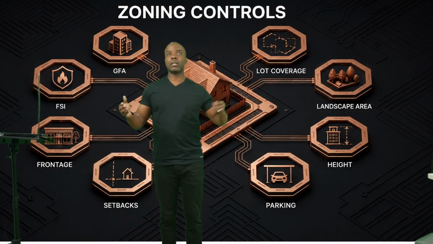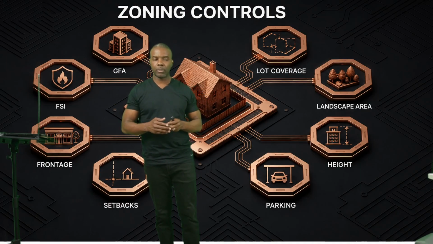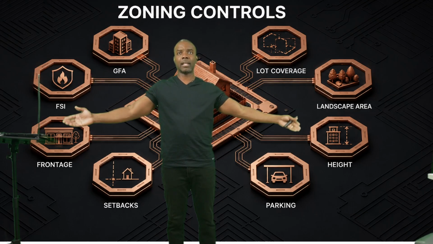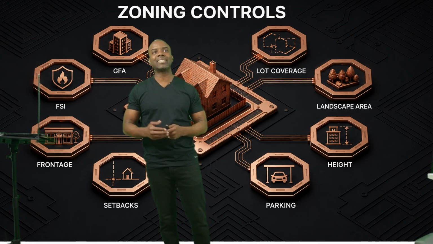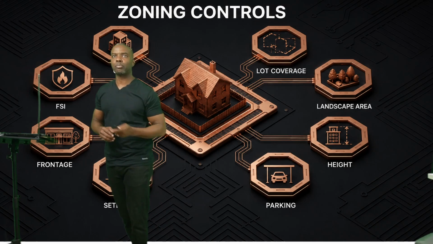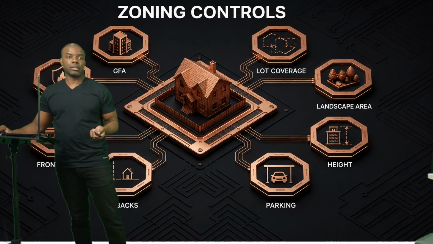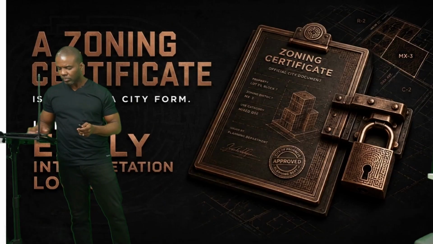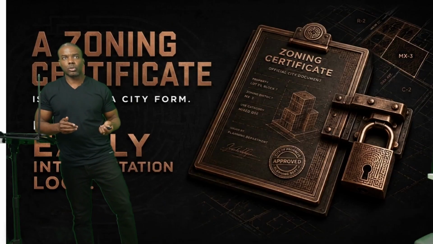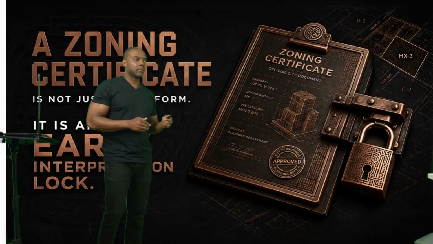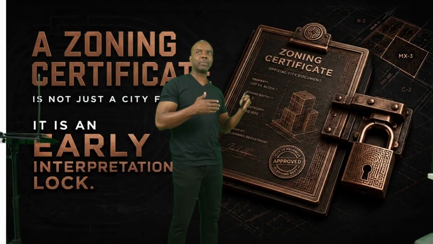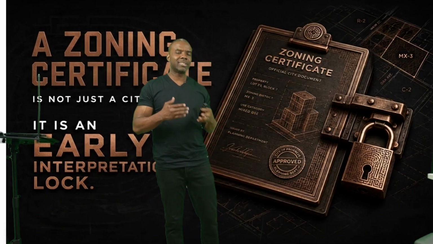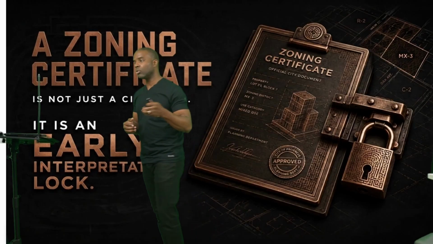So as you can see here, these are some of the things. If you're a developer working in this space, you would know a lot of these things: site coverage, GFA, FSI, frontage, setbacks, and so forth. All these things control the actual viability of a project, because that's the same language that the city is communicating. So this is just a tool, though. It's simply a tool. And how do you actually use that is basically by using the zoning certificate. Most cities have a zoning certificate program, and I do want to really stress this.